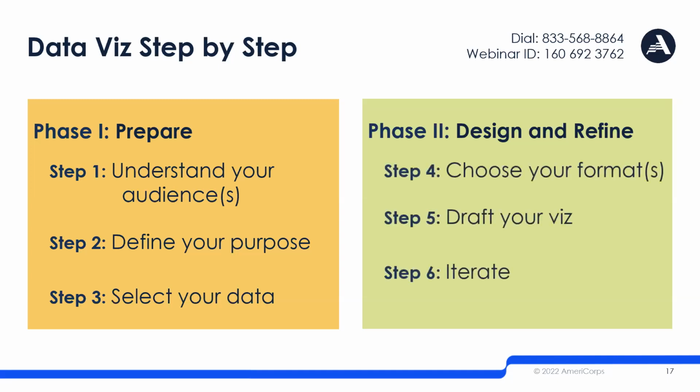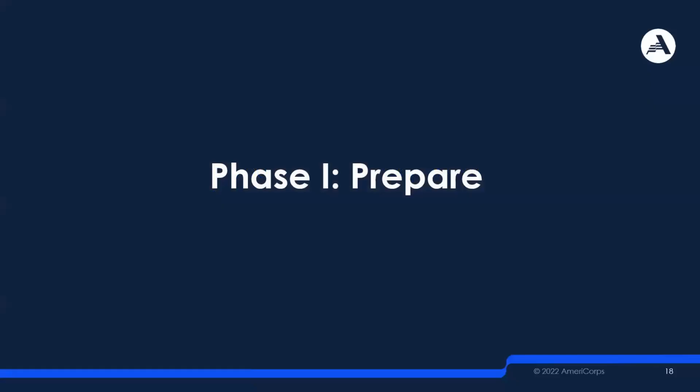So step four is choosing your format or formats. Step five is drafting your visualizations. And step six is iterating, which you can do after gathering feedback or after simply making your own assessment of whether the visualization is accomplishing its intended purpose. First, we're going to go through phase one, prepare.